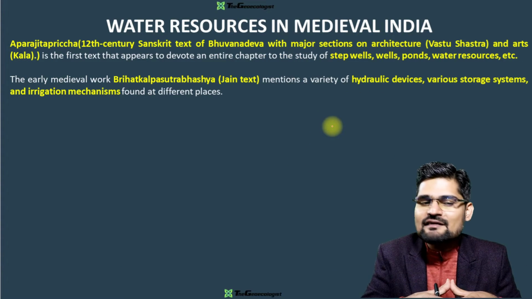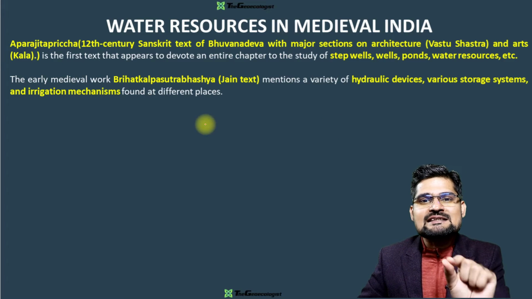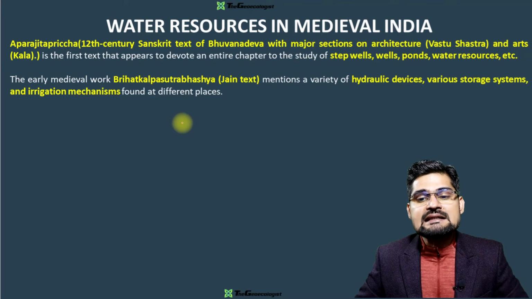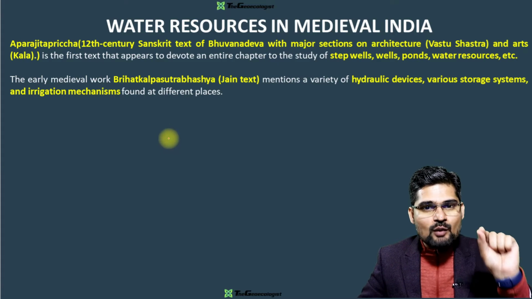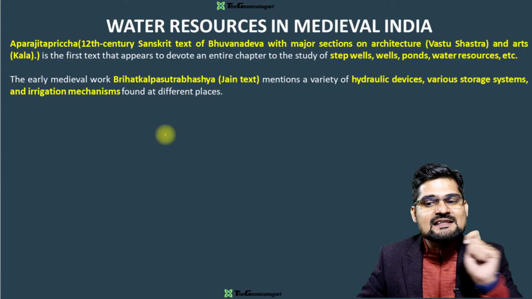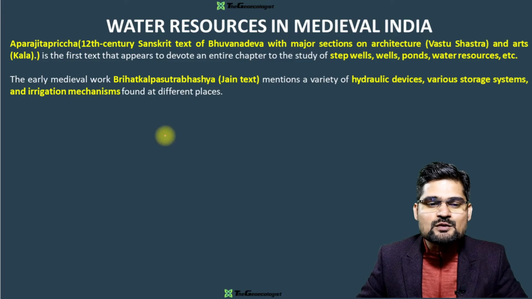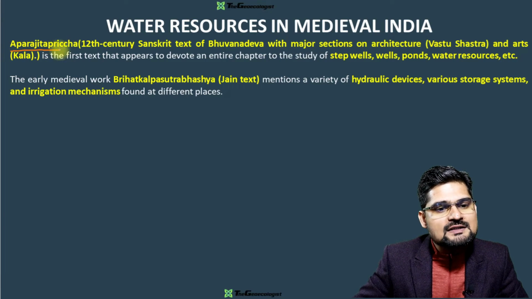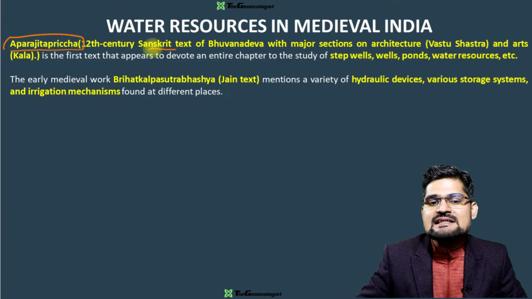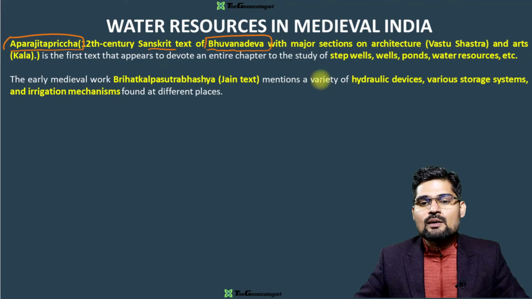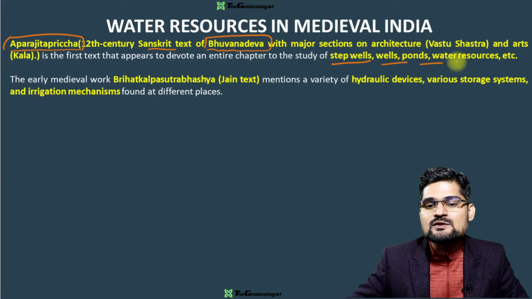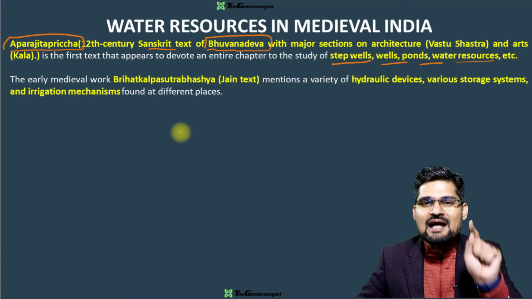Now come to medieval India, where you will have so many Sanskrit texts that say that water was again the primal thing. In Vastu Shastra, hydraulic devices were used and storage systems were built. So if you look at Aparajit Priksha, this is a 12th century Sanskrit text by Bhuvan Dev. Remember this text, where step wells, ponds, water resources and their creation have been mentioned.